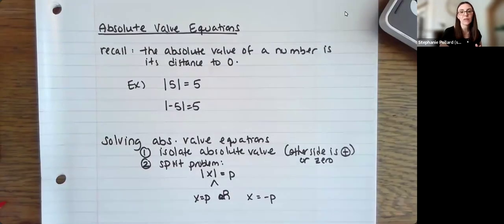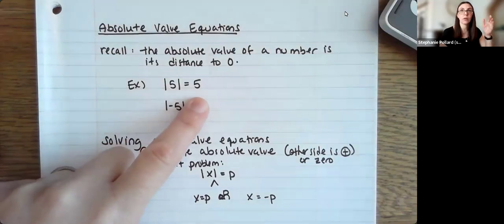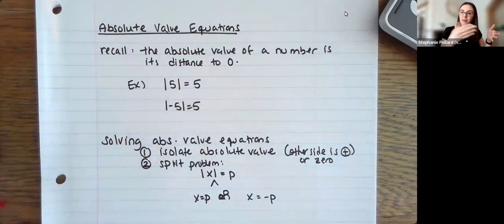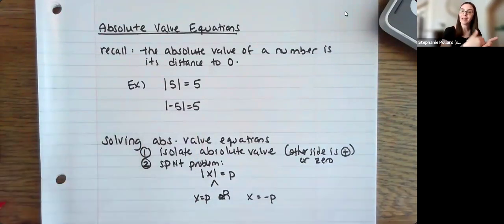Welcome everybody. In this video, we're going to solve absolute value equations. As a quick reminder before we start, remember the absolute value of a number is its distance to zero. For instance, the absolute value of positive 5 is 5, because if you count from 5 to 0, there are 5 spaces. And the absolute value of negative 5 is also 5, because again, if you count from negative 5 to 0, there are 5 spaces.